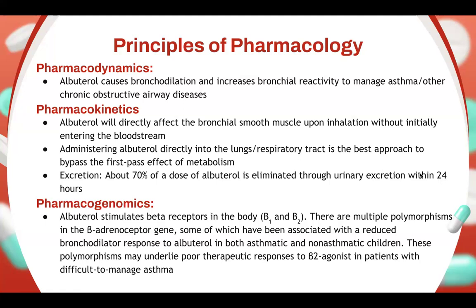For pharmacogenomics, albuterol stimulates beta receptors in the body, specifically beta 1 and 2. There are multiple polymorphisms in the beta adrenoreceptor gene, some of which have been associated with reduced bronchodilator response to albuterol in both asthmatic and non-asthmatic children.